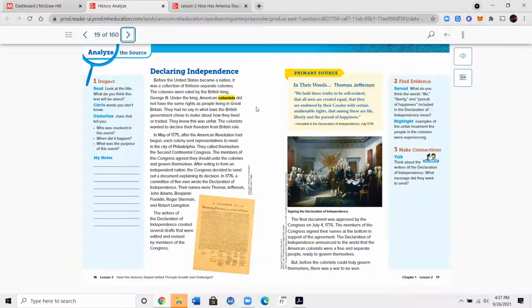Signing of the Declaration of Independence. The final document was approved by the Congress on July 4th, 1776. The members of the Congress signed their names at the bottom in support of the agreement. The Declaration of Independence announced to the world that the American colonists were free and separate people, ready to govern themselves. But before the colonists could truly govern themselves, there was a war to be won.